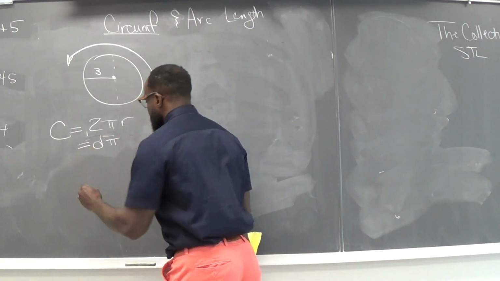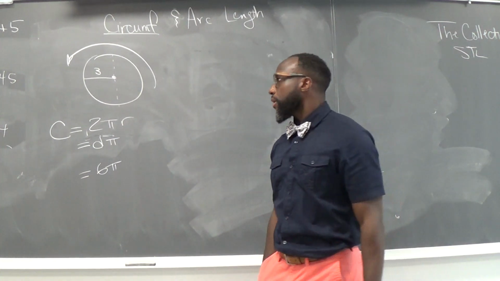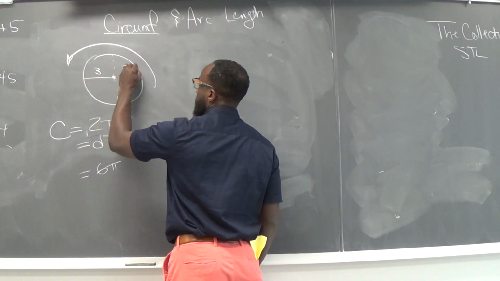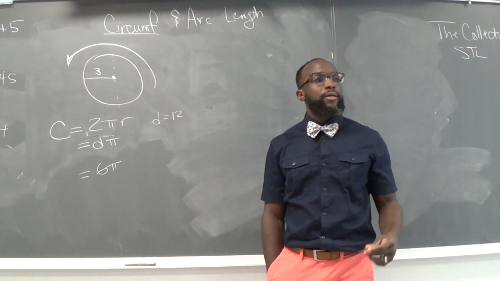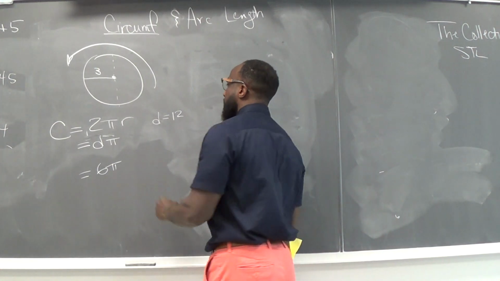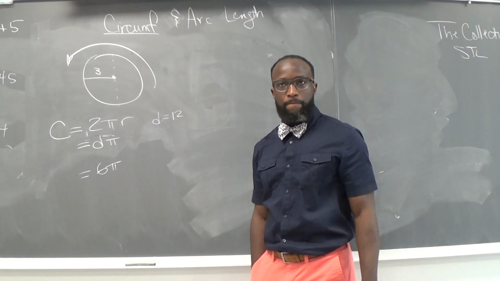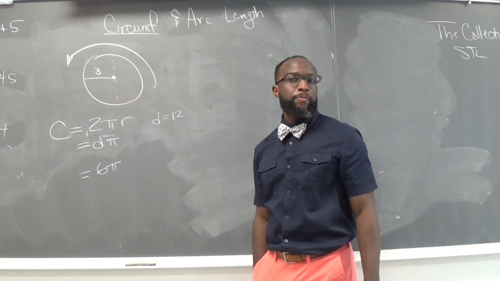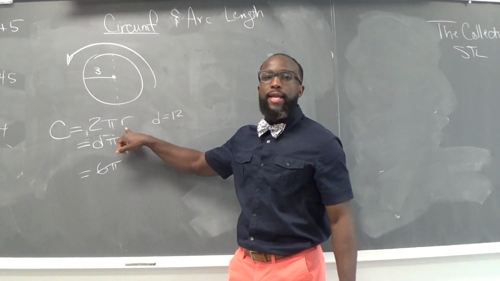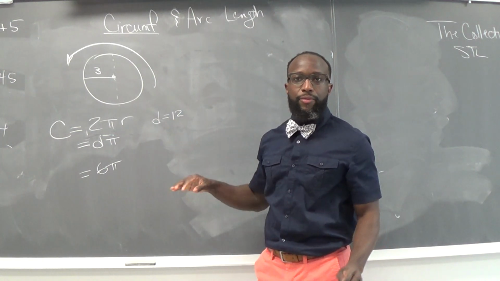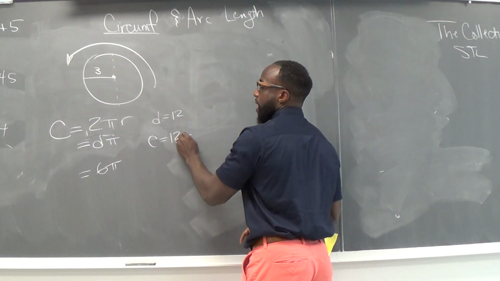Not just 6. 6 pi. What if I said the diameter equaled 12? 12 pi. Very good, 12 pi. Why is it not 24 pi? Because you only multiply the radius; you can't go past the diameter because it's a diameter. Yeah, what he said. It takes 2 radii to make a diameter. So once we have the diameter, we're good. So if the diameter is 12, then the circumference will be 12 pi.